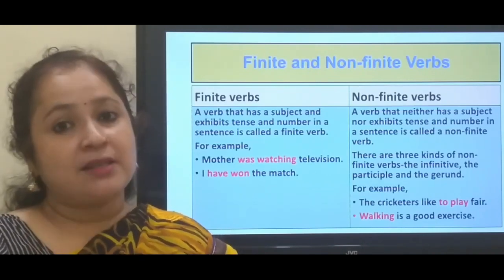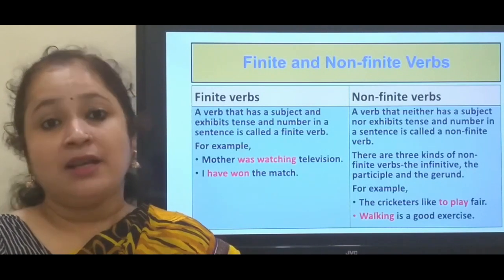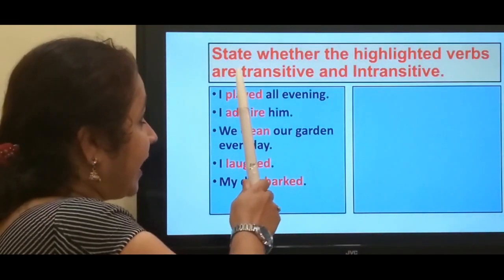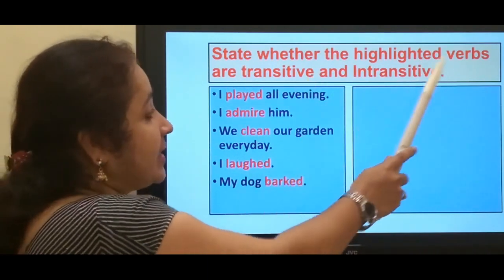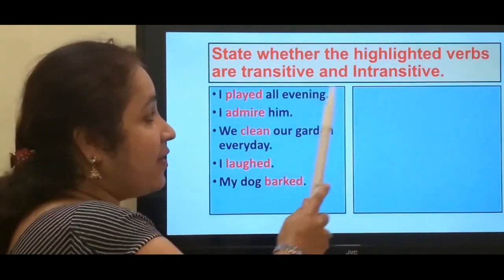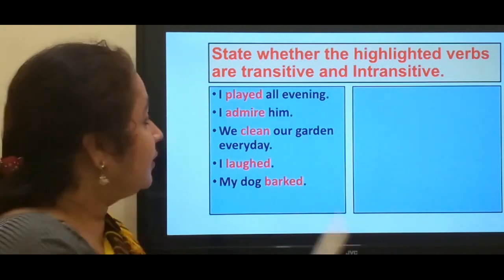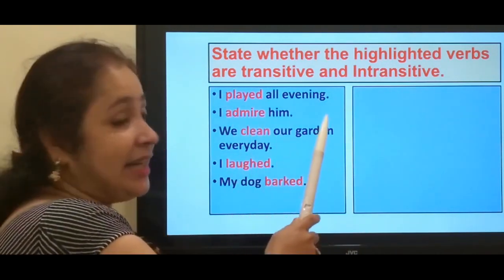I hope, students, you are able to understand these categories of verbs. State whether the highlighted verbs are transitive and intransitive. So, let's start. I played all evening.